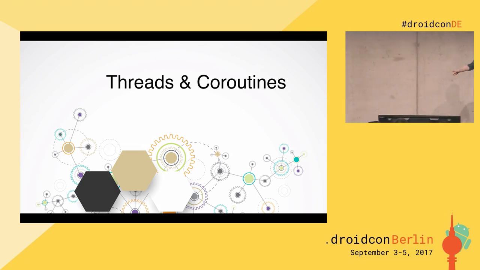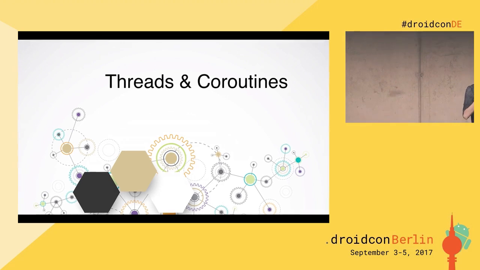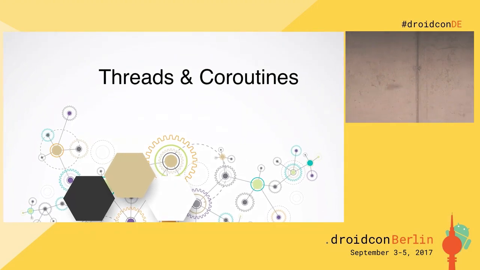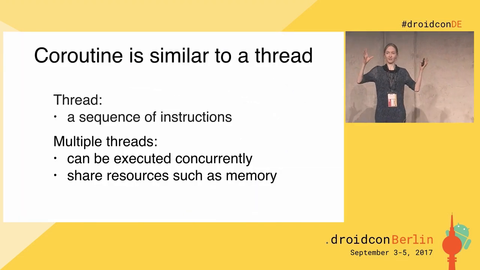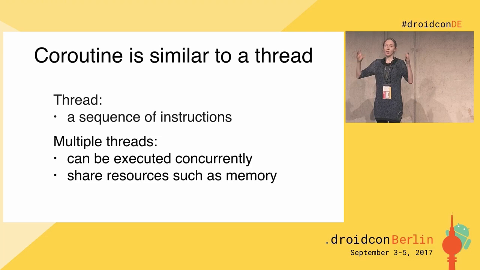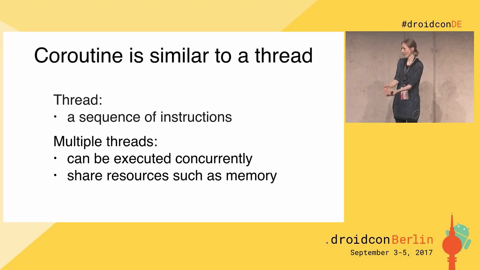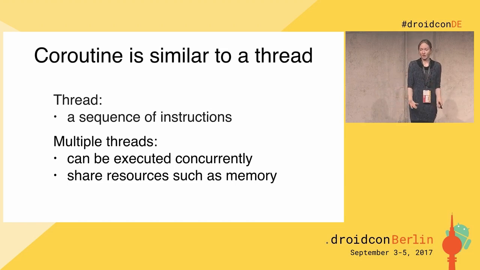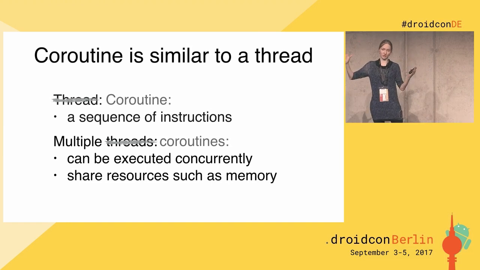Now we're going to compare threads and coroutines. We're going to discuss how a coroutine is similar to a thread, how it is different from a thread, and how they interact with each other. At the first level of understanding what a coroutine is: a coroutine is very similar to a thread. It's not a strict definition of a thread, it's just a description, but the same description works for a coroutine as well. From the point of view of a developer, a coroutine is just a sequence of instructions.